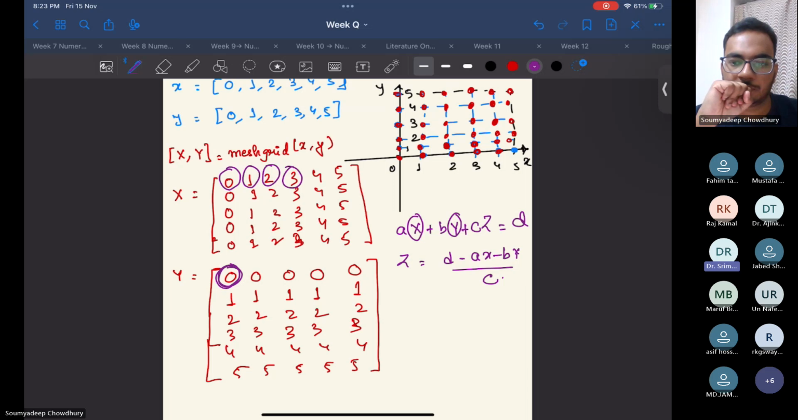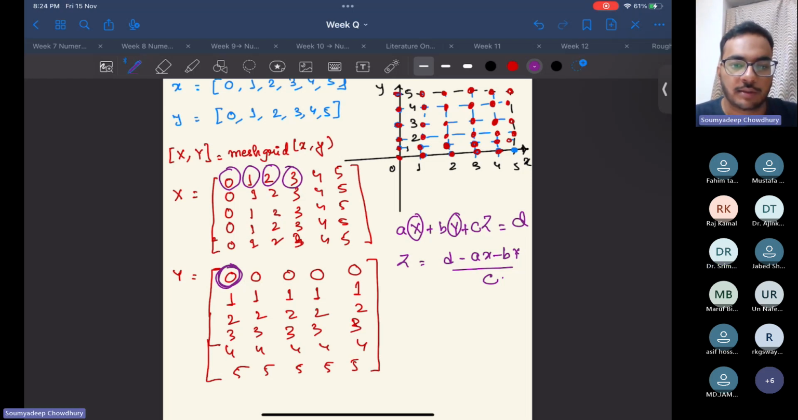When you are calculating capital Y for every other value of small x, if we check when small x is equal to 0, the y values are 0. So we are putting it on the first row. For the second row, the next variable is x equal to 1. That time all the values are 1. And that's how I think the matrix has been created.